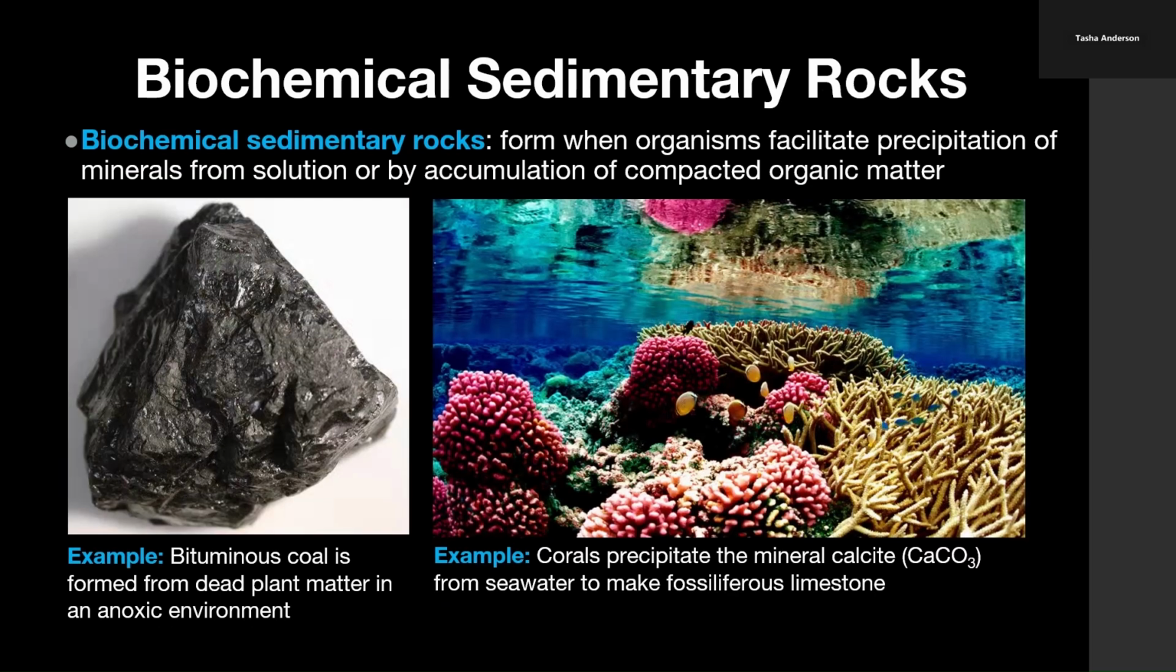Finally, we have biochemical sedimentary rocks, which form through biological activity. Coal is a good example, created from compacted and altered plant material. Phosphoriferous limestone is another, formed from accumulated coral, shell fragments, and other calcium-rich remains of marine organisms. These rocks record both the biological processes that created them and the environments in which those organisms lived.